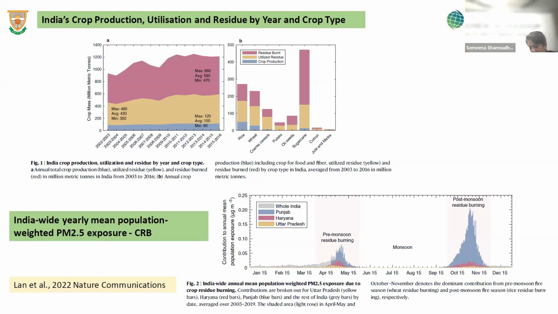If we see the India-wide yearly mean population-weighted PM 2.5 exposure, the percentage is high in both pre-monsoon and post-monsoon residue burning, mostly in post-monsoon residue burning, which is about 64% as compared to pre-monsoon residue burning. In post-monsoon residue burning, the health effects will be greater because the PM 2.5 exposure per unit is higher.